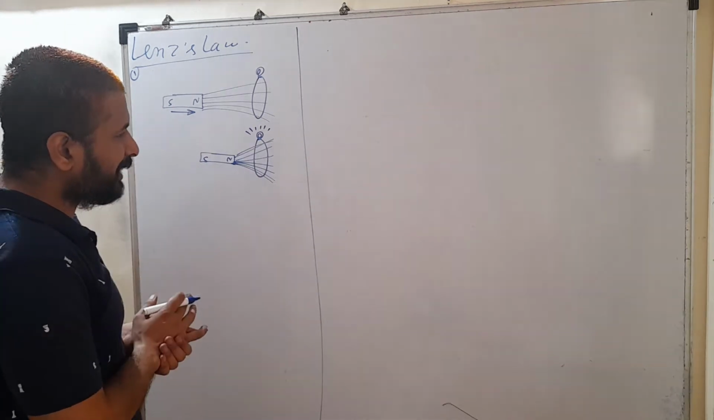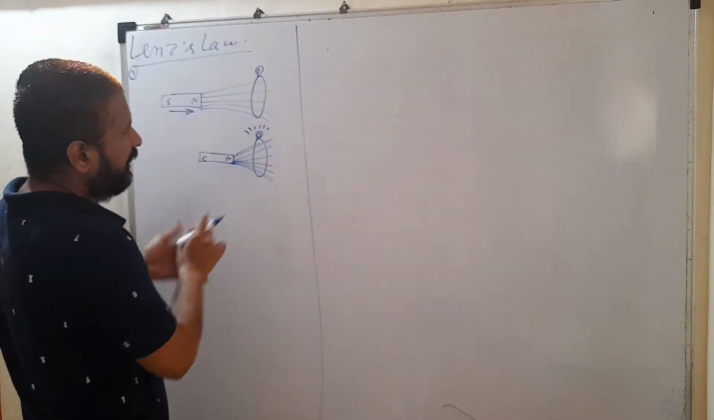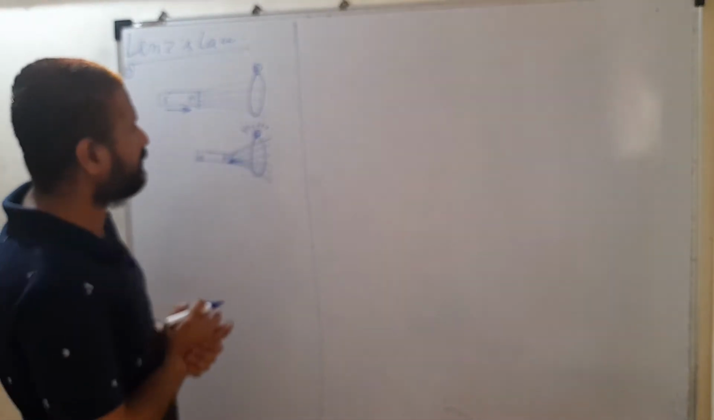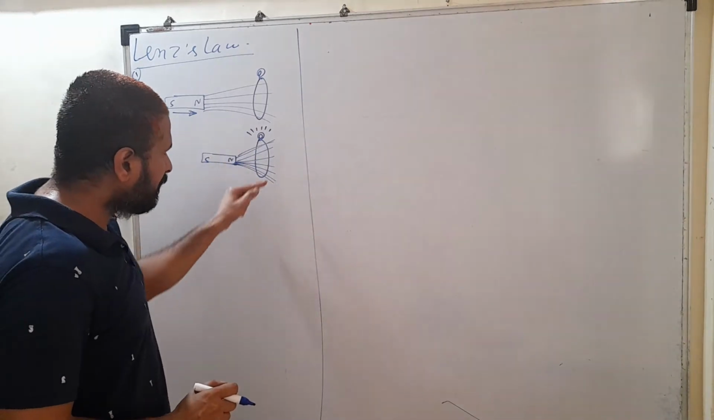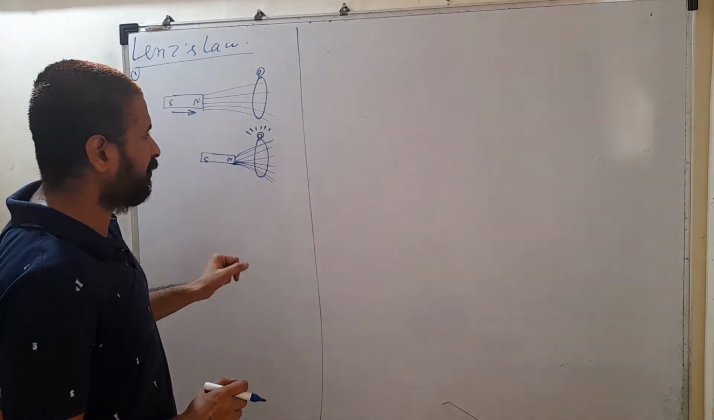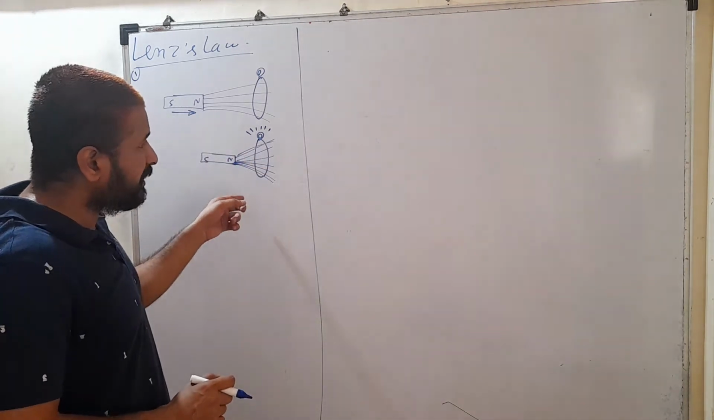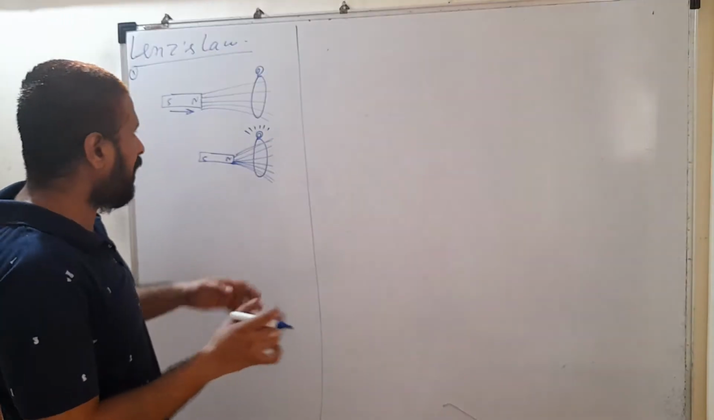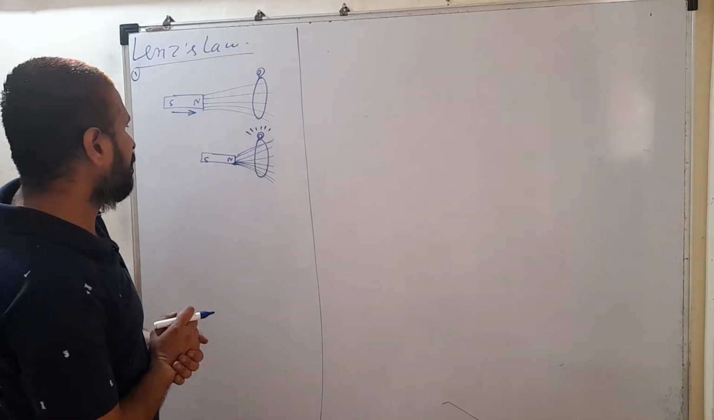Now how to decide? By applying Faraday's law you can get that an EMF is induced, and because of that EMF, this bulb is glowing. Now you have to decide in which direction current is flowing, because this bulb glows, but whether current is in clockwise direction or in anti-clockwise direction, how to decide the direction of current? For that we can use Lenz's law.